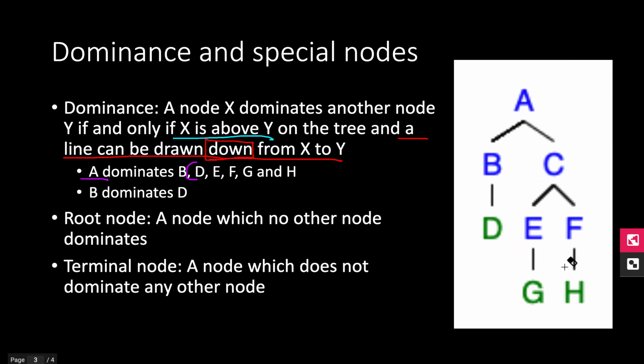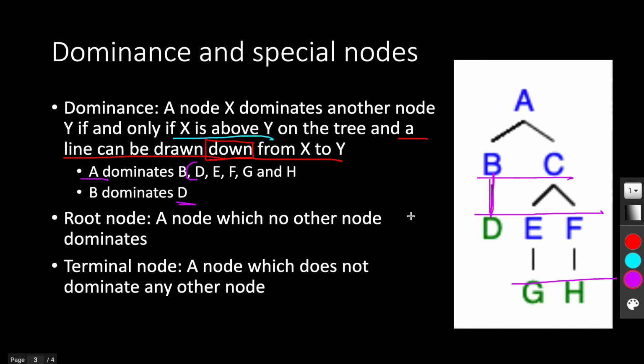If we look at D, right, and we kind of already hinted about this when we were talking about our definition, well, what is B above? Well, B is above a lot of things, but the only thing that we can draw a straight line down from it to is D, right? We can draw a line straight down from B to D, and it's the only branch coming off of B, so we know that B dominates just D right here.